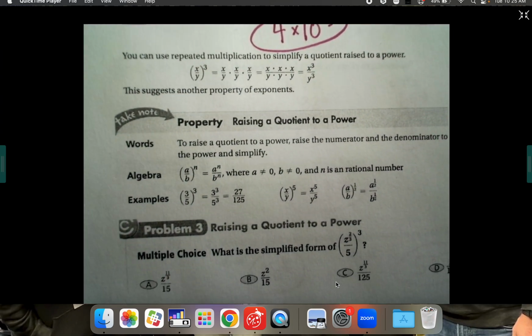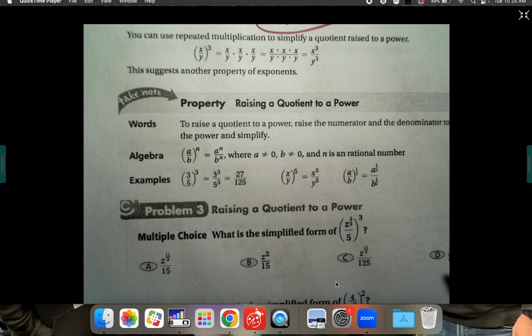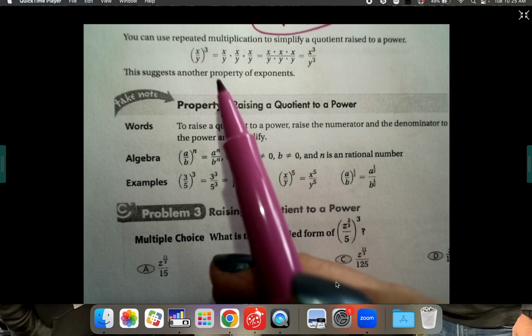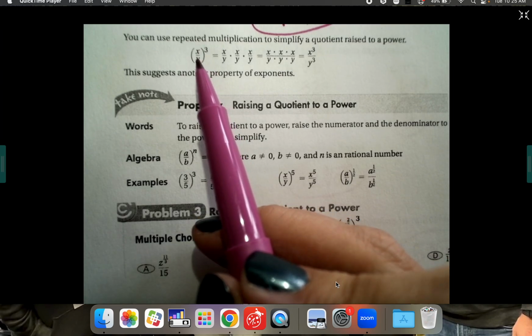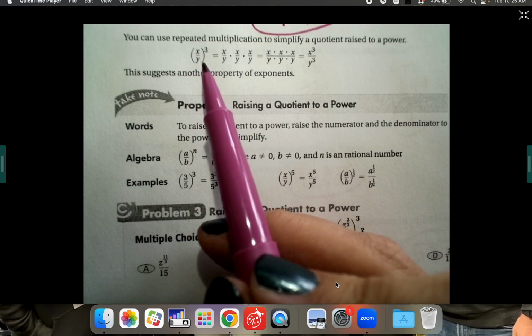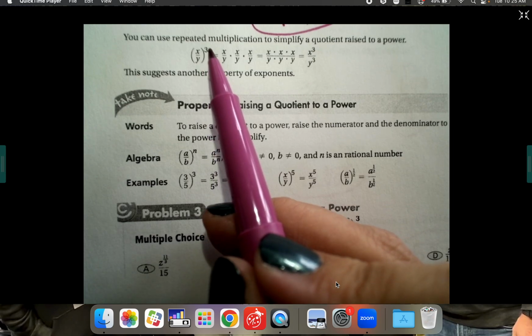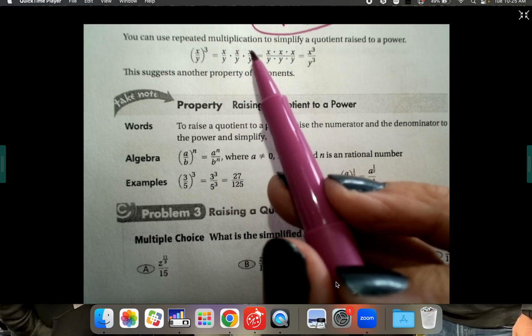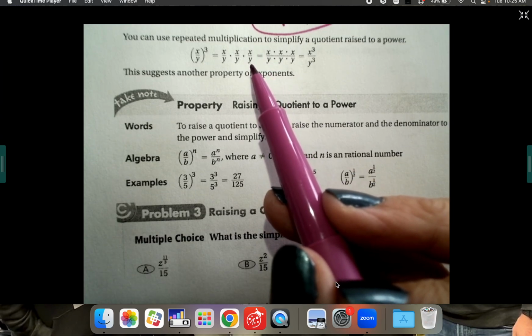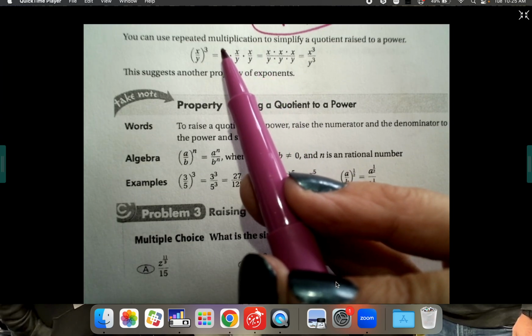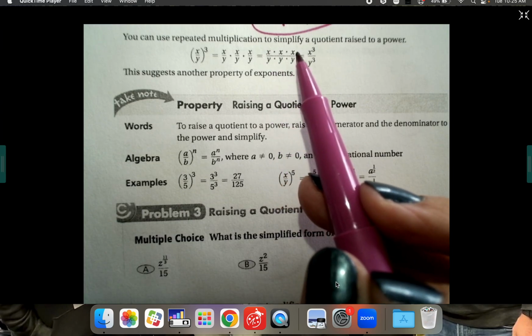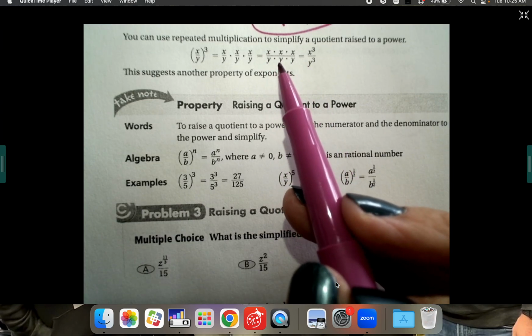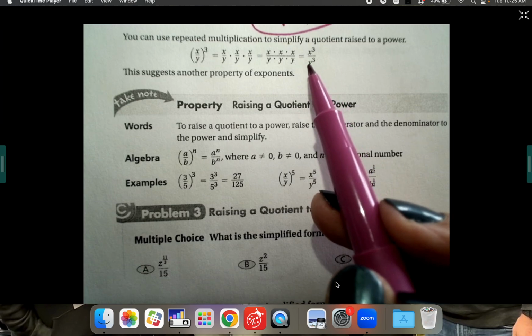Okay, the next section is also new today, but I think you guys will hopefully get it because it's very similar to what we've been doing. Anytime you have a fraction in parentheses and the whole thing is raised to the power of 3, that means there are 3 sets of whatever that division problem was. So in expanded notation, that would be x times x times x over y times y times y. So 3 of them and 3 of them.